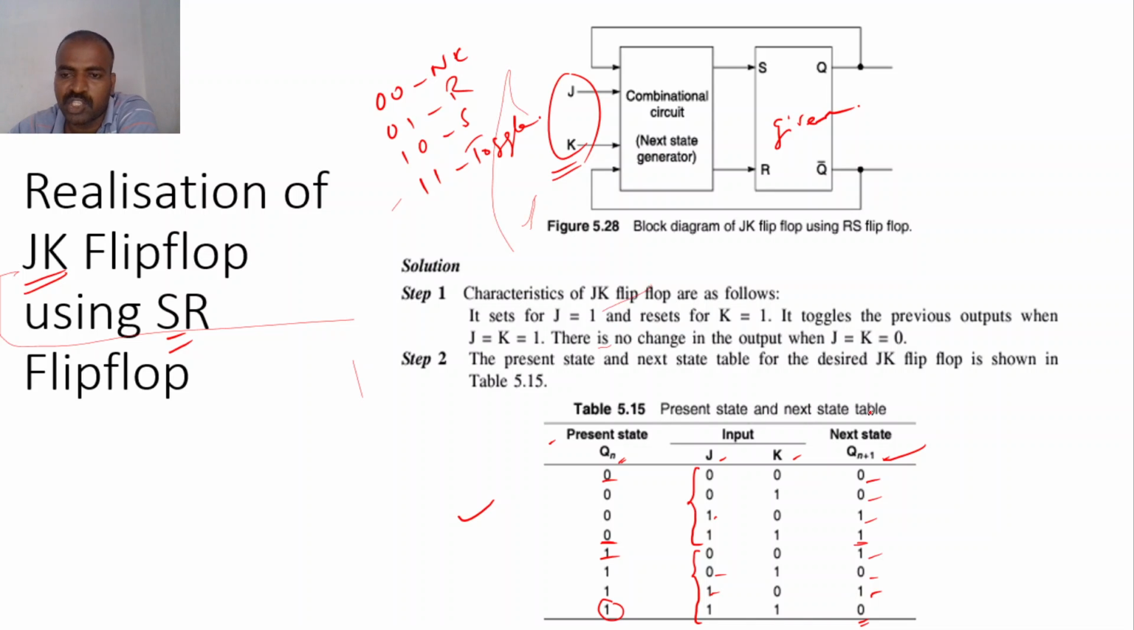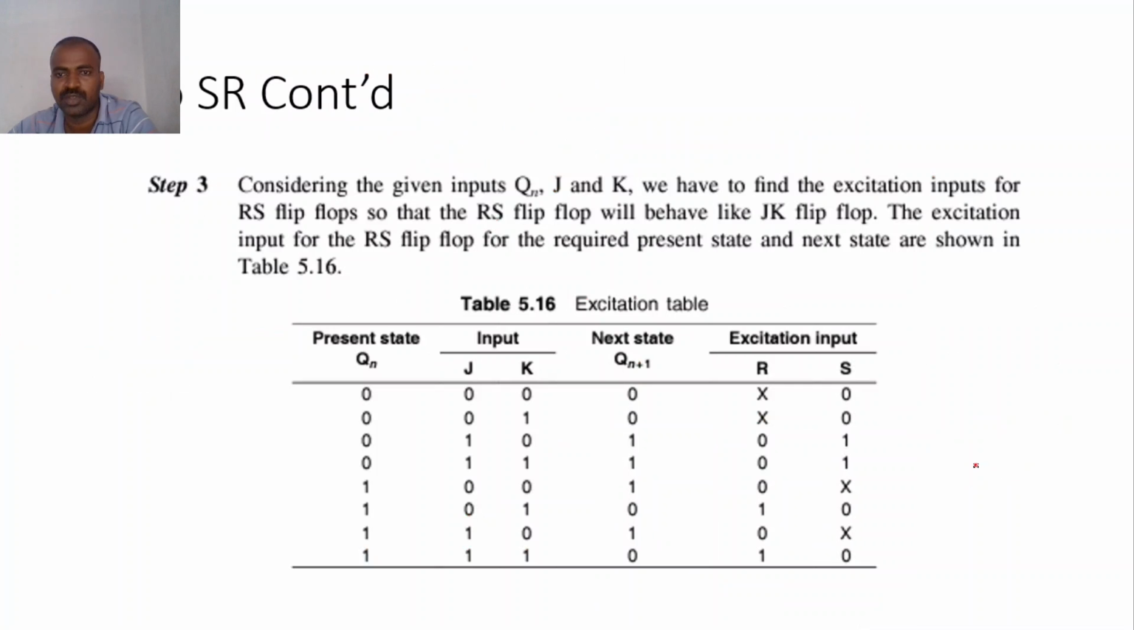Then we are going to find the expression for the next state Qn plus 1 using K-map simplification. The next step is excitation inputs. We need to continue with the same table, and we are going to include some extra inputs, that is excitation inputs S and R, because the given flip flop is SR. So have a look at this. While filling this excitation input, just consider only the present state and next state.